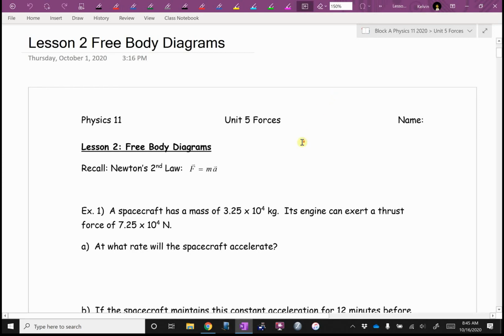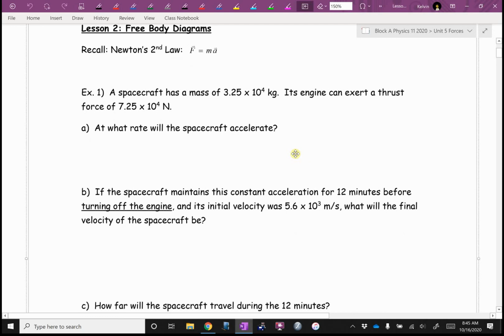A spacecraft has a mass of 3.25 times 10 to the fourth kilograms. By the way, what are the proper units for mass? So when you see kilograms, you know that's going to be m, a mass, right? It can exert a thrust force of 7.25 times 10 to the fourth newtons. We're talking about outer space now. Cool. What does a want me to find?